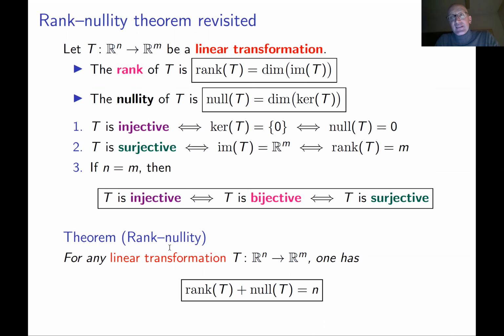But I suggest you take the proof of the rank nullity theorem which we did in the previous lecture, and you just translate the whole proof into the language of linear transformations. And you will notice that it's going to be a little bit simpler. So psychologically, maybe it's going to be more complicated, but really it's going to be simpler.